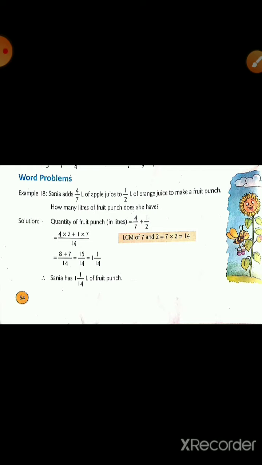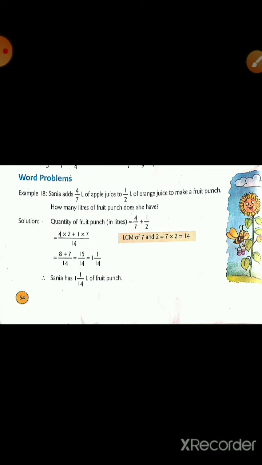So first, on page number 54, example 18: Sanya adds 4/7 liter of apple juice to 1/2 liter of orange juice to make fruit punch. How many liters of fruit punch does she have?